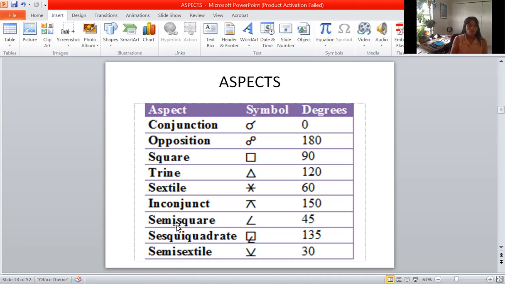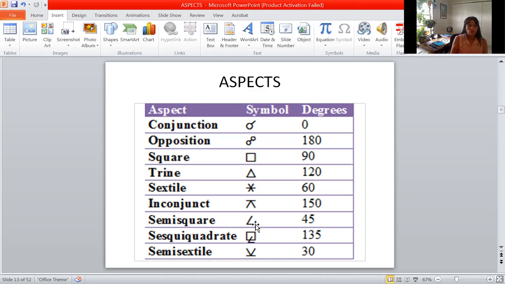And then there are these two other ones. The semi-square is like half of the square angle. It's showing you that it's half of that square, and it's 45. And this other one is showing you that it's a square plus. This one is 135 degrees. So we know the square is 90, right?